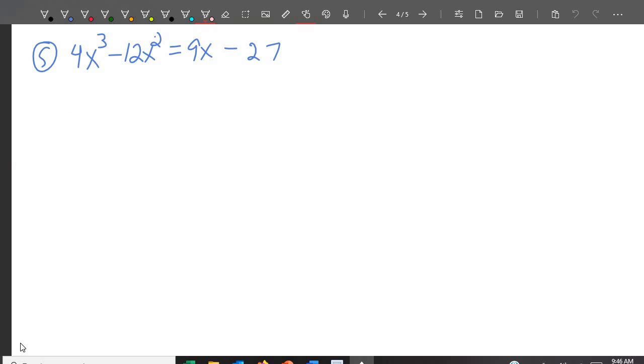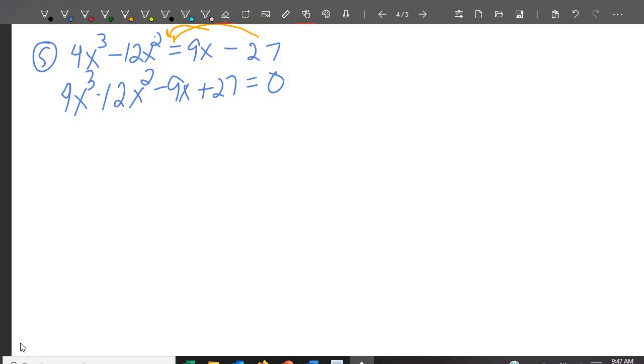Alright, I want to do a couple of problems that involve 4 terms, and that's going to involve the grouping method. So this goes back to factoring way back in chapter P. First thing I've got to do though is make it equal 0, so I've got to move these 2 terms over to the left. And remember, when you move them over, the signs will change. So we get minus 9x plus 27.